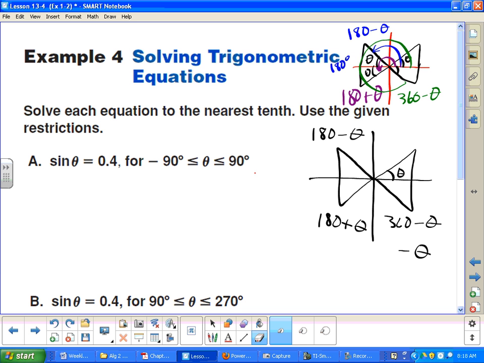Now this is also important: that you know where sine, cosine, and tangent are positive and negative. And so we wrote that down. They're positive in this quadrant, negative in this quadrant, and so on. So this says sine of theta equals 0.4, and we want to find theta between negative 90 and 90 degrees. So let's take our calculator and do the inverse sine of 0.4.